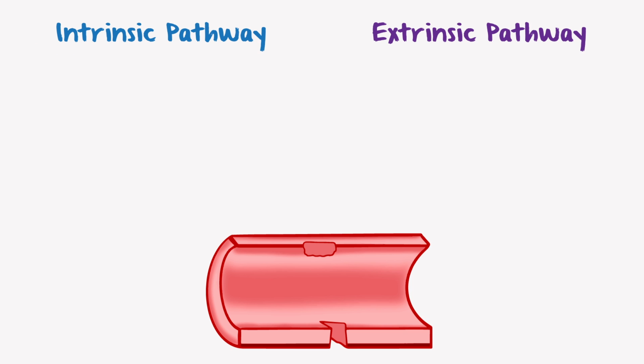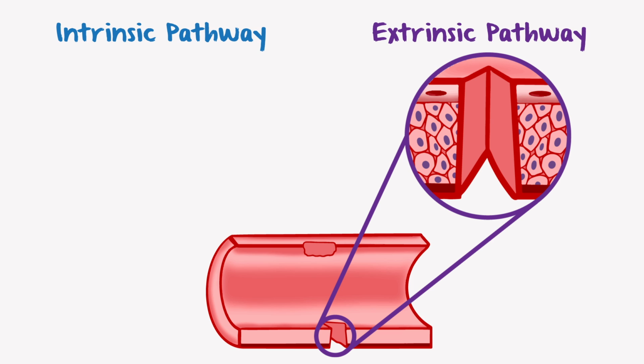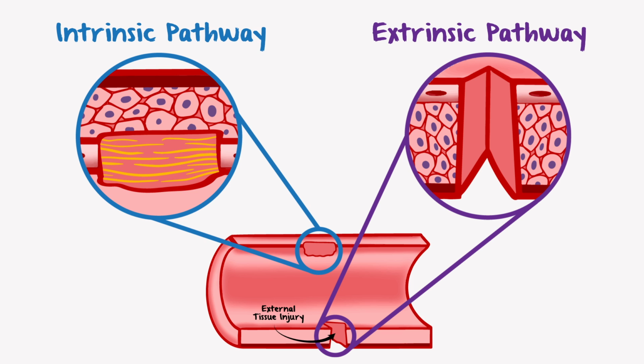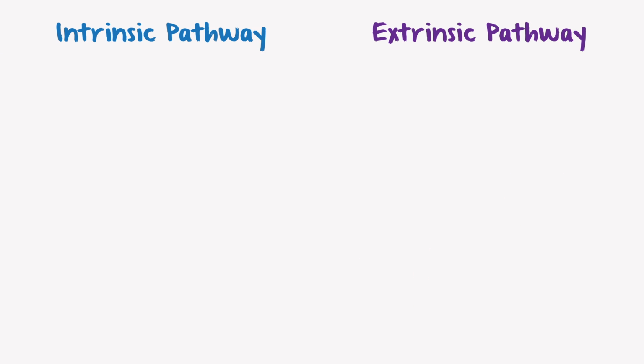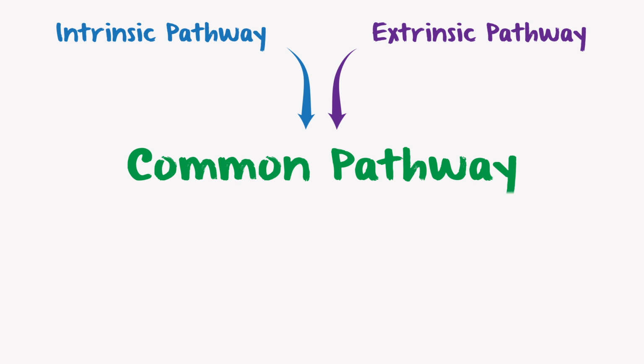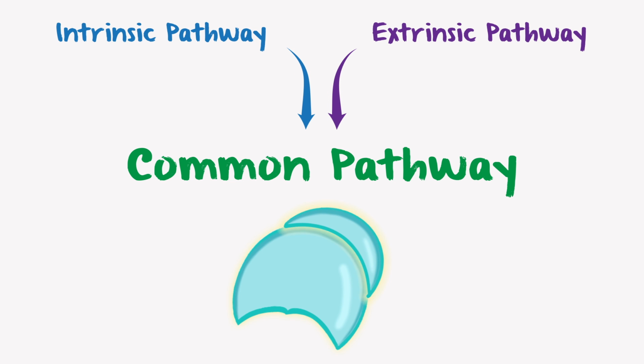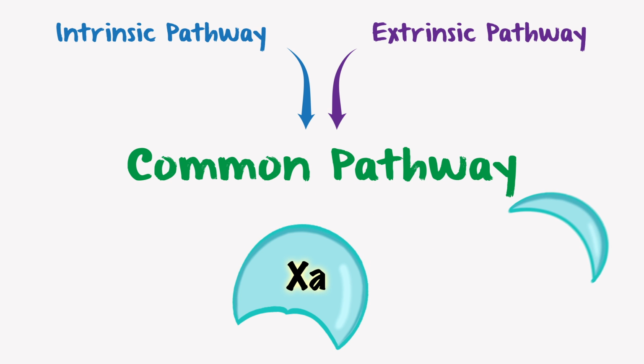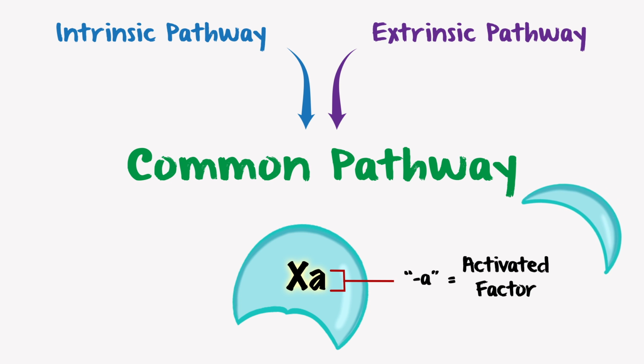The coagulation cascade can start from two different pathways, the extrinsic and intrinsic pathways. The extrinsic pathway is activated with external tissue injury to the blood vessel, while the intrinsic pathway is activated by internal vascular injury and endothelial damage. Both pathways begin independently from each other, but converge at the common pathway where factor 10 is activated to 10A and the cascade continues. The little a after its name indicates that the factor is now activated and ready to do its job.